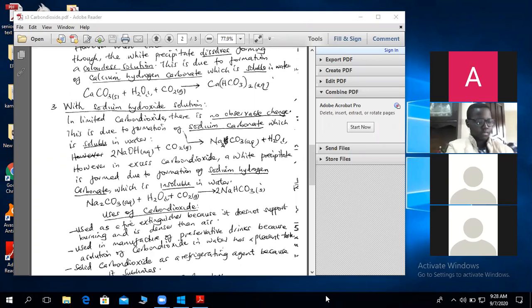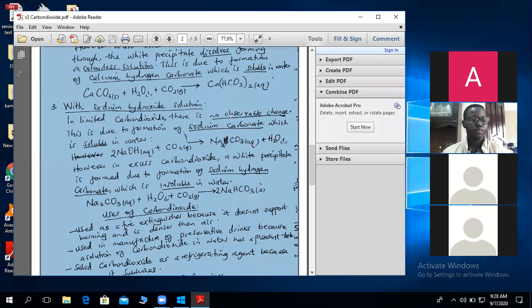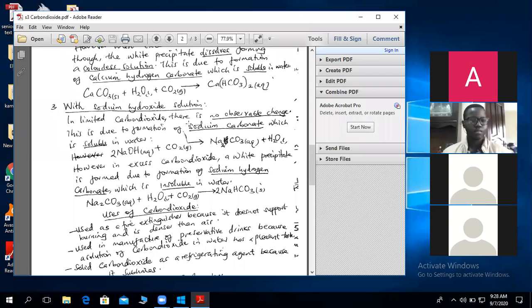So with sodium hydroxide, in limited carbon dioxide, there is no observable change. On calcium hydroxide, in limited carbon dioxide, there was a white precipitate, but for sodium hydroxide, there is no observable change. This is due to formation of sodium carbonate, which is soluble in water.